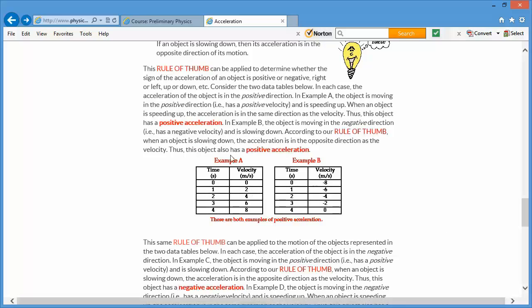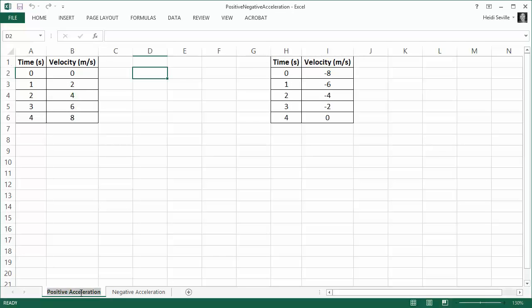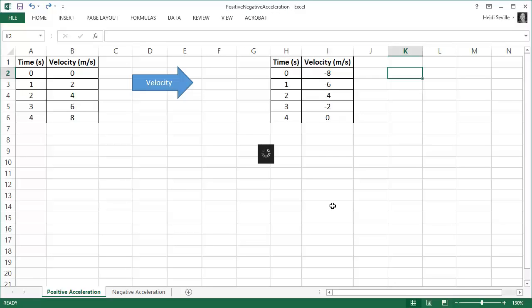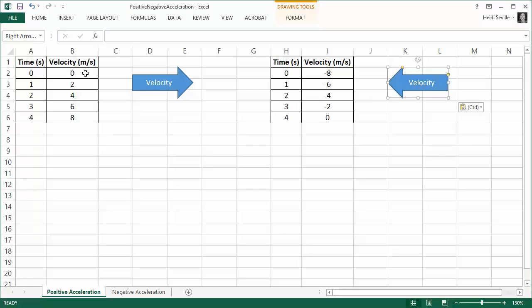Firstly, we'll look at positive acceleration, and we're going to use Excel to graph these two tables of data. For these two examples, remember that we're talking about positive acceleration. In the first table of data, we can see that velocity is positive, so the object is moving to the right or in the positive direction. In the first table of data, we can see that velocity is increasing, or in other words, the object is speeding up. In the second table of data, although it's negative, we can see that velocity is decreasing, or in other words, the object is slowing down.